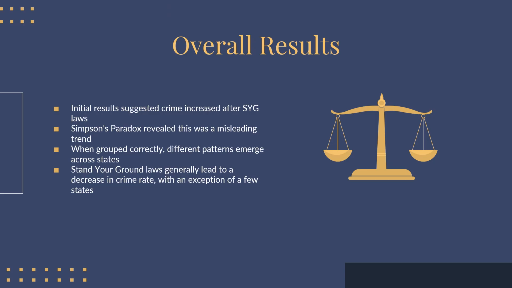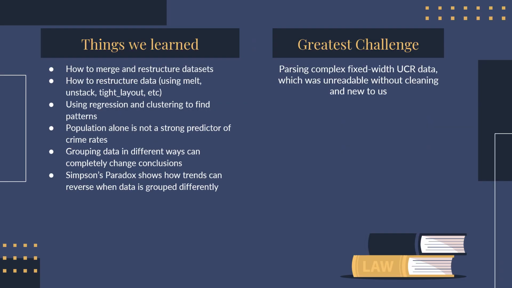And then for our conclusion, the initial results suggested that crime increased after the Stand Your Ground laws were passed, but this was actually misleading, and we saw that through Simpson's paradox. When the states were grouped correctly, different patterns emerged across the states. So things we learned were a lot of different methods to use, and we would say that our greatest challenge was parsing complex fixed width UCR data, which was unreadable without cleaning and new to us.